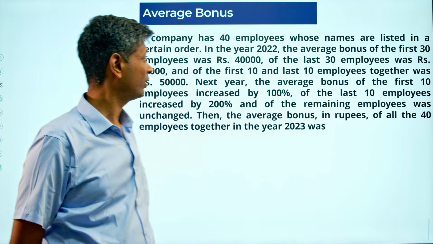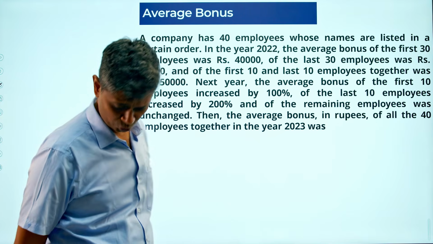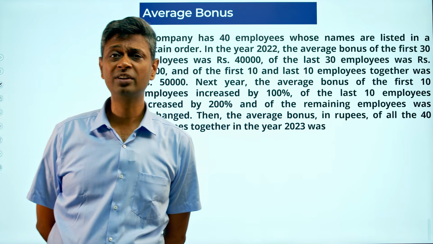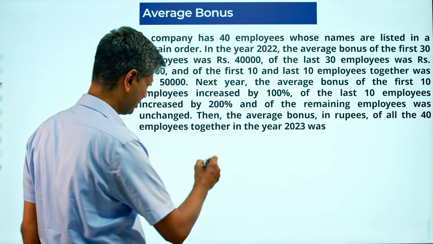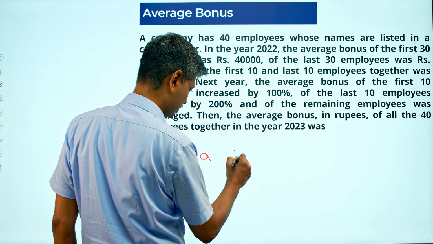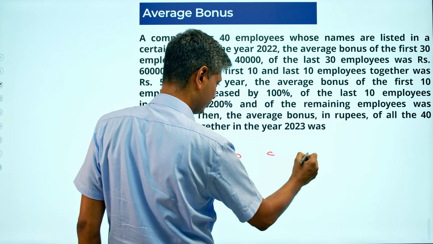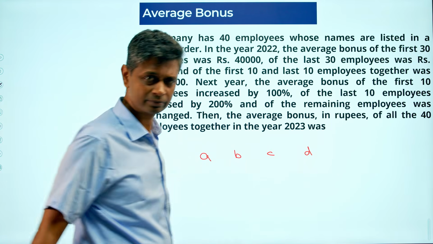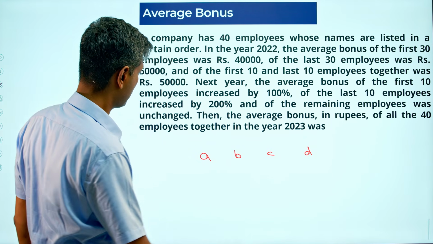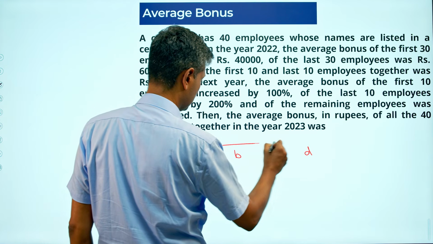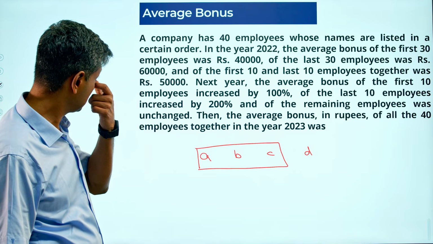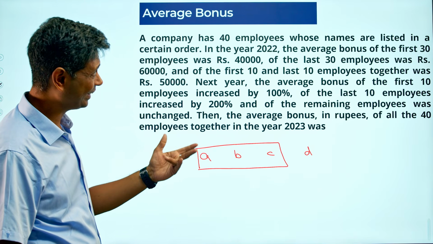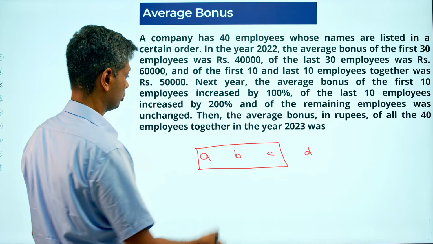Nice, beautiful question. And so now the 40 employees, they all are calculation in terms of counts of 10. And so what I'm going to do, I'm going to say first 10, second 10, third 10, fourth 10. And so A plus B plus C, groups of 10, 10, 10, 30 people. Sum of all of this is 30 into 40,000.